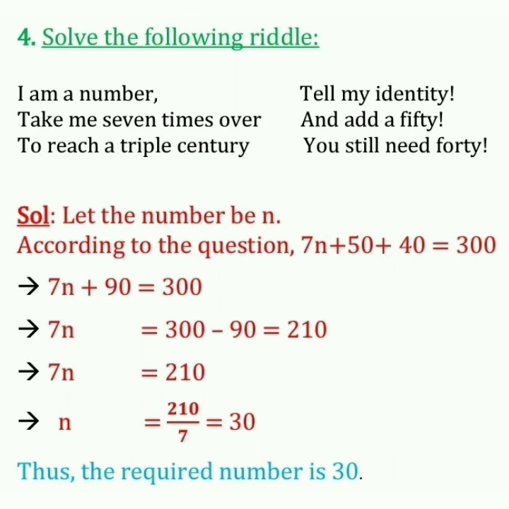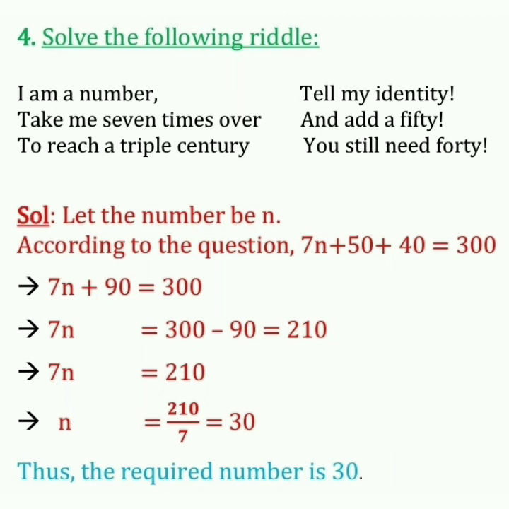According to the question, 7n plus 50 plus 40 is equal to 300. 7 times means 7n. And add 50, that is 7n plus 50. To reach triple century, you still need 40. If we add 40 to it, it becomes triple century, meaning 300. So 7n plus 50 plus 40 is equal to 300.